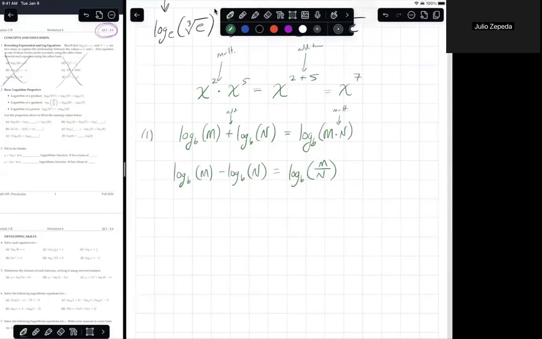So we'll just call this number 1, call this number 2. And then the third and final property on problem number 2 is when you have the log base b of, I'm just going to call it m to the r. There is a property where if a log is applied to an exponential expression, you can take that exponent and bring it out to the front and write it as r times log base b of m.